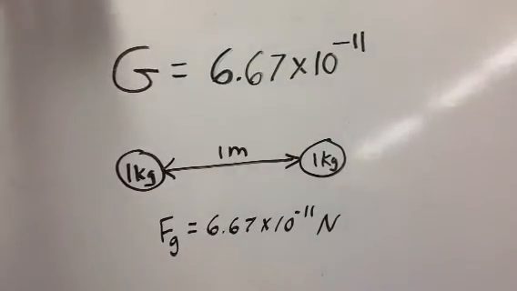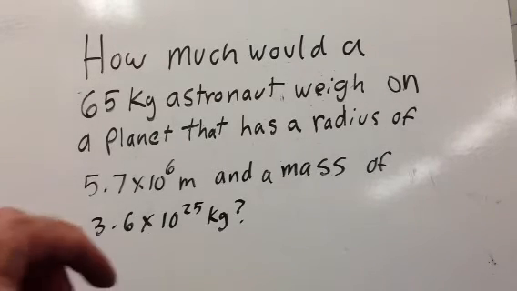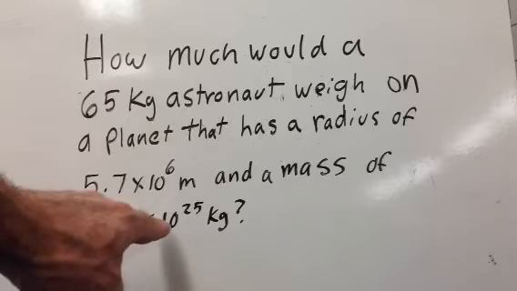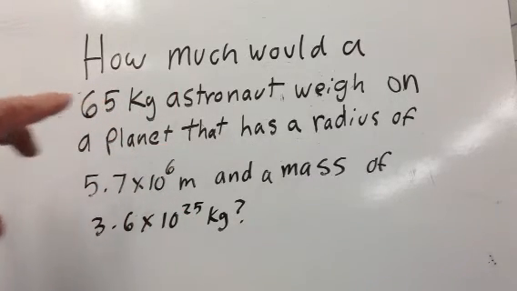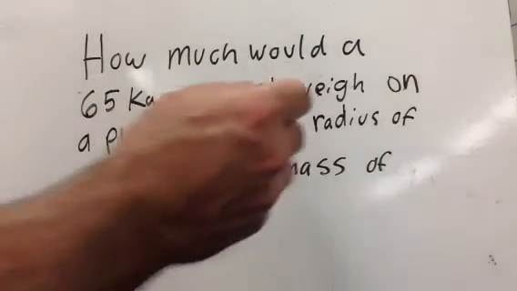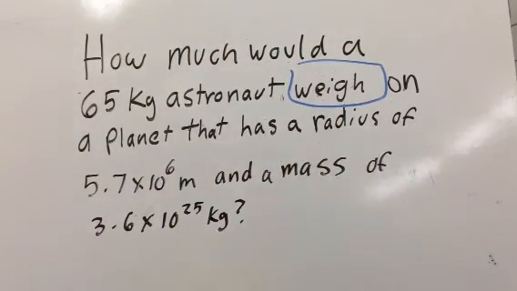So let's just try an example of one of these problems. How much would a 65 kilogram astronaut weigh on a planet that has a radius of 5.7 times 10 to the 6 meters and a mass of 3.6 times 10 to the 25th kilograms? Always, I advocate that you first look through this and try to figure out what exactly it is we're trying to find. In this case, what we're trying to find is the weight of the astronaut. And weight is the force of gravity acting on something. So we're solving the gravitational equation for force.